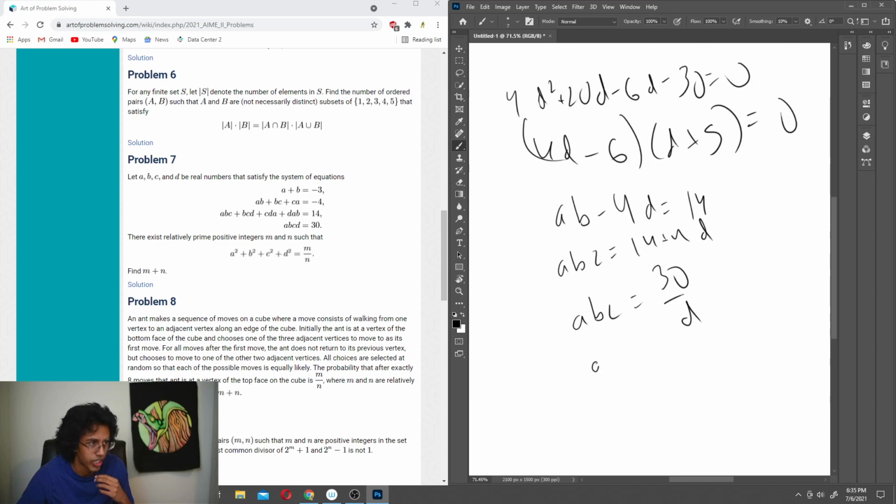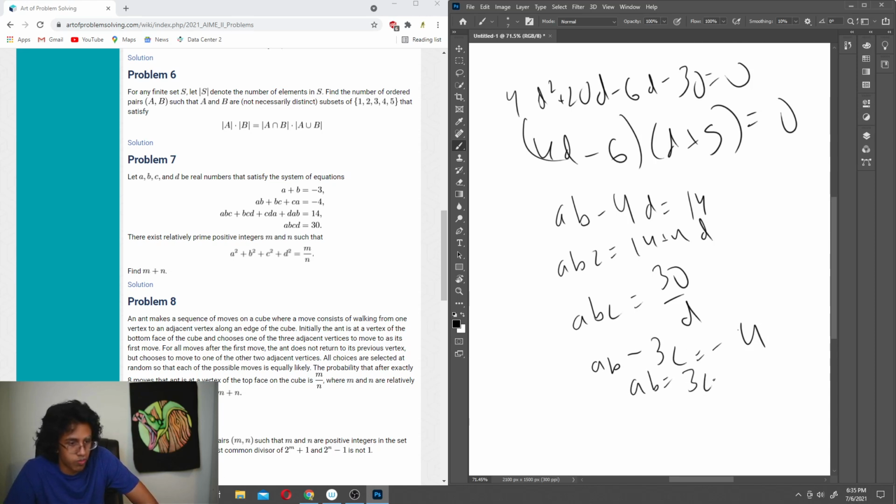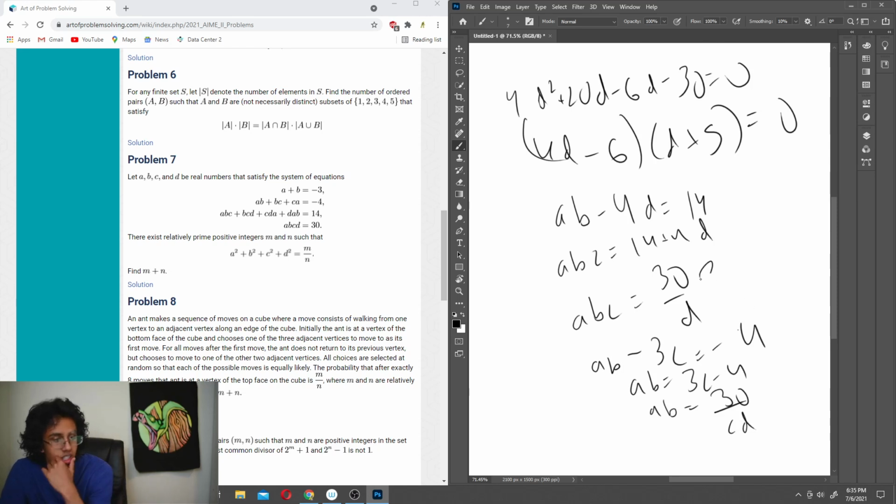Okay, so what else we got? We got AB minus 3C is equal to negative 4. Okay, so let's just say we do this. So we get AB is equal to 3C minus 4, and then we have AB is equal to 30 over CD, right? So now, if we plug this in, we could get a quadratic for C as well. So we get 30 is equal to 3C squared D minus 4CD, right?